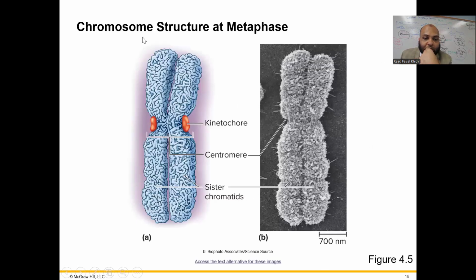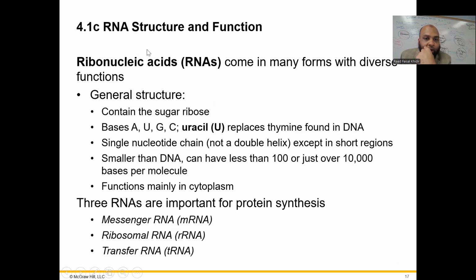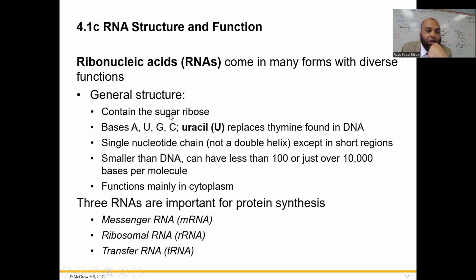So chromosome structure at metaphase, that shows you the chromosome. This is the centromere. You see the centromere is the middle line, and these orange pieces are your kinetochores. Now we're going to move to ribonucleic acids. Ribonucleic acids come in many forms with diverse functions. So the general structure, they contain the sugar ribose.